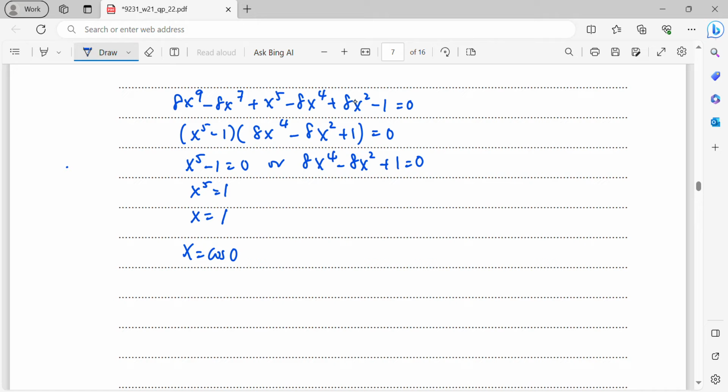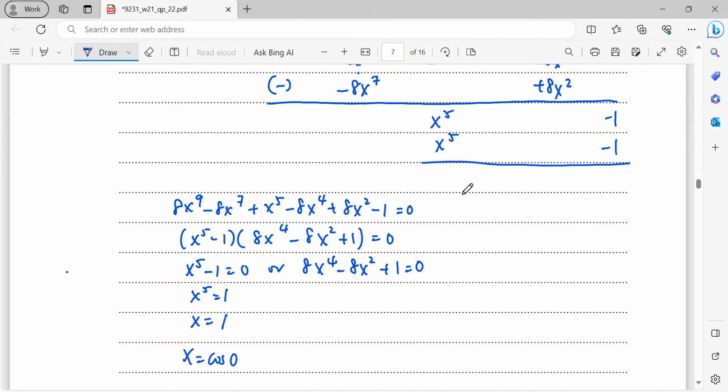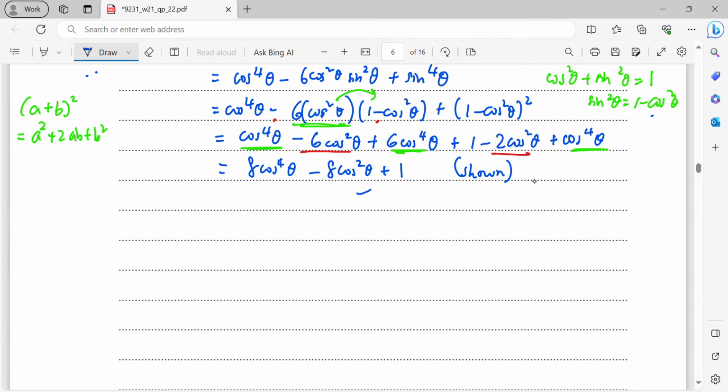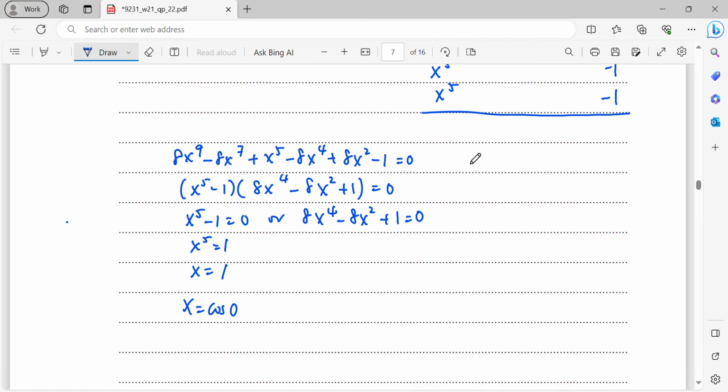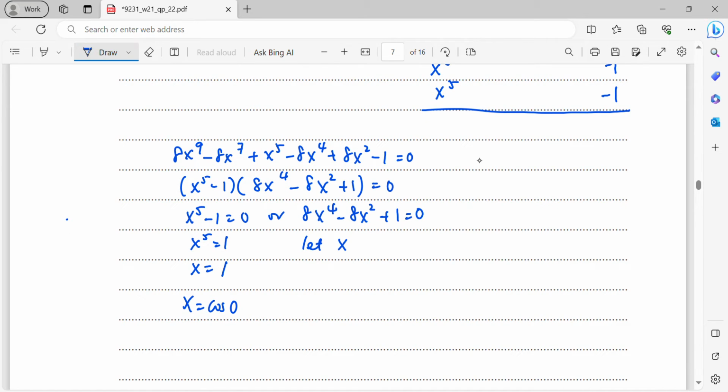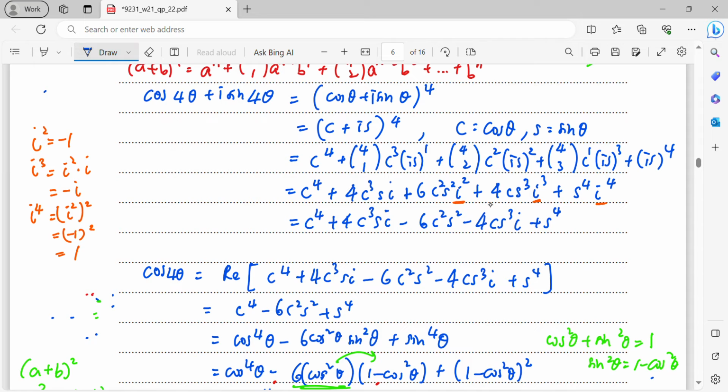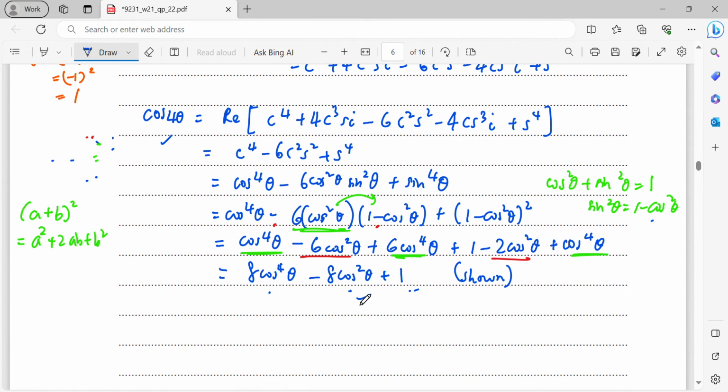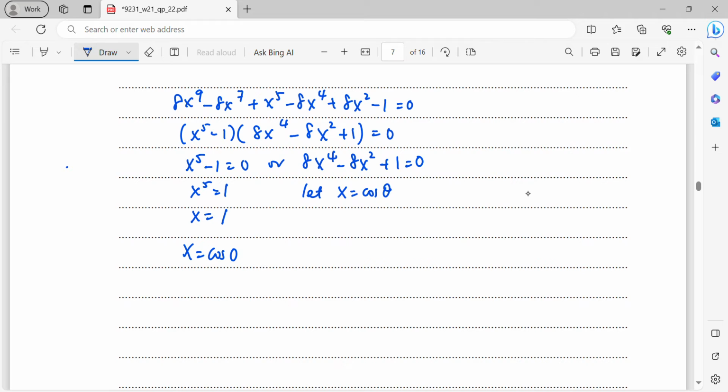Now, for the x, it's x degree 4 minus 8x squared plus 1 equals to 0. And now you refer to part B. So it is the same as 8 cos degree 4 minus 8 cos squared plus 1, whereby your x is cos theta right now. So I'll let x equals to cos theta. That means this left hand side is basically the same as cos 4 theta. So when you are solving the equation here, you are solving cos 4 theta equals to 0.